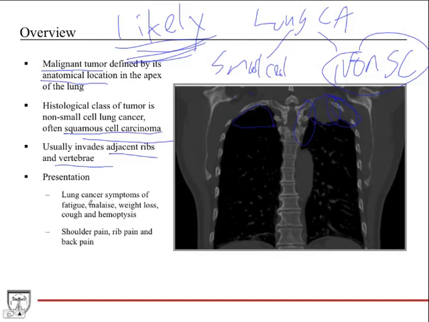Since it's a lung cancer, the presentation is usually just the non-specific symptoms of lung cancer: fatigue, malaise, weight loss, coughing a lot, hemoptysis, coughing up blood. However, these are what are more unique to a Pancoast tumor. Because of the location, shoulder pain is often very common. So if someone's a long-time smoker and they come in with shoulder pain, you might want to keep in mind that they have a Pancoast tumor. Possibly rib pain, and then back pain as well, especially if there's a vertebral invasion.